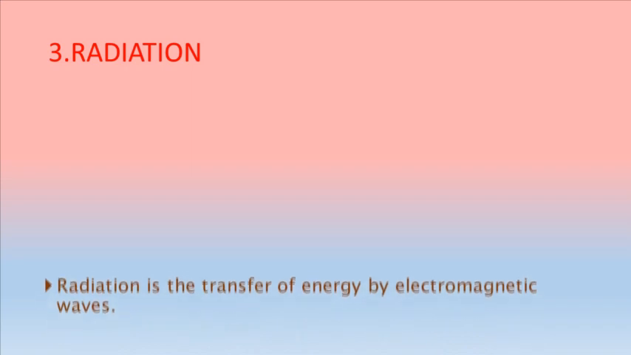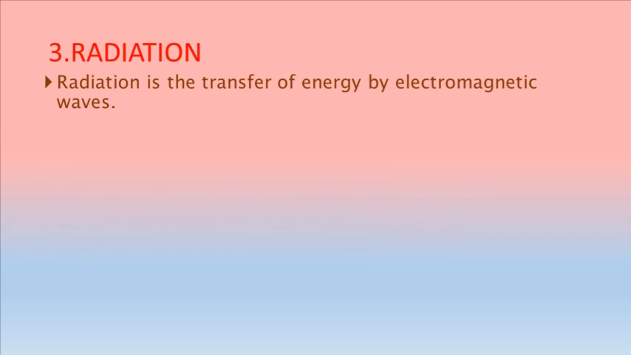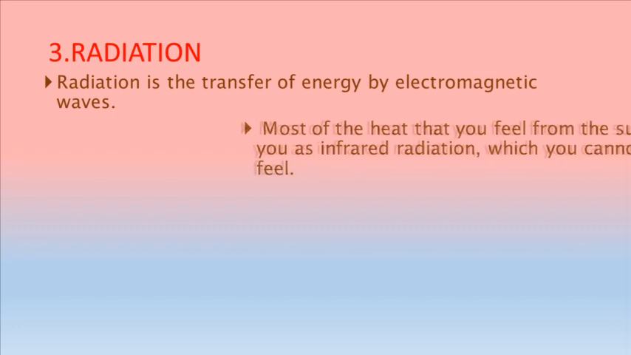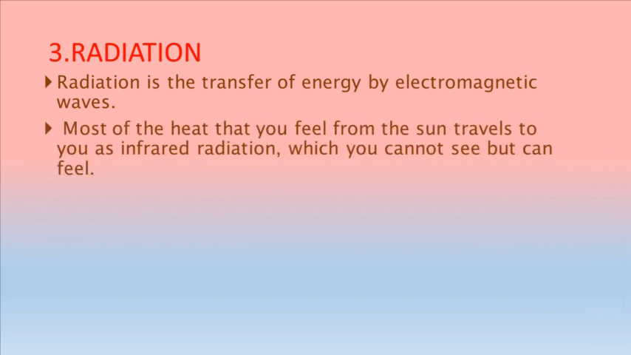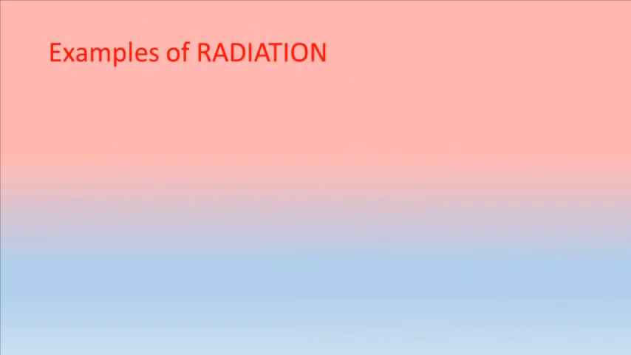Now the third one is radiation. Let us see what we mean by radiation. Radiation is the transfer of energy by electromagnetic waves. Most of the heat that you feel from the sun travels to you as infrared radiation, which you cannot see, but you can feel. Some examples of radiation: fire, heat lamps, and the sun.